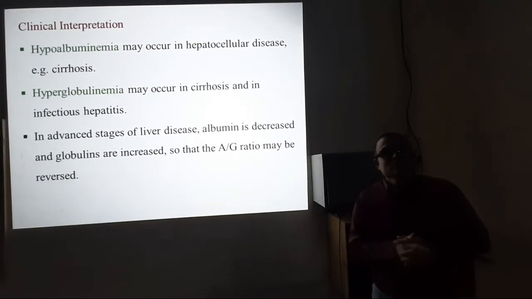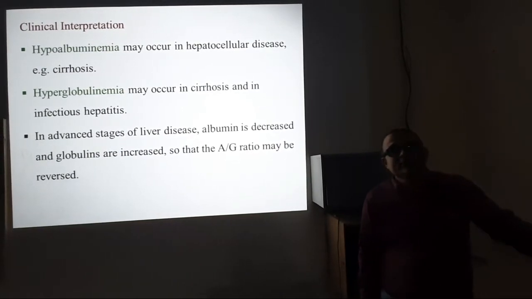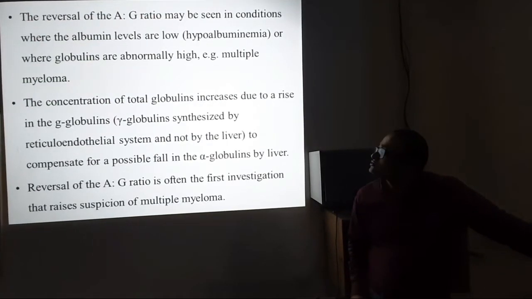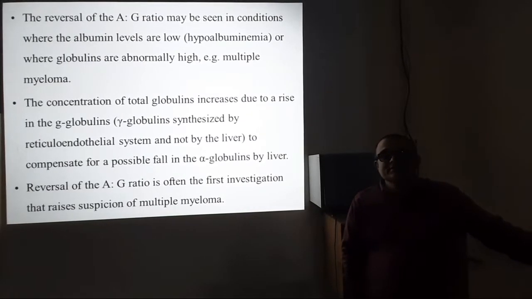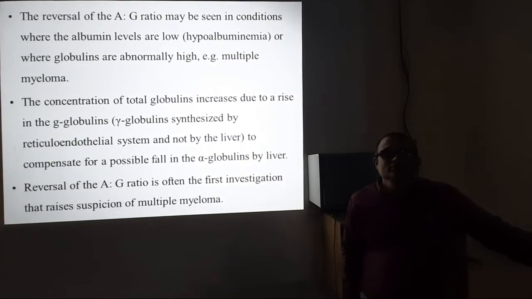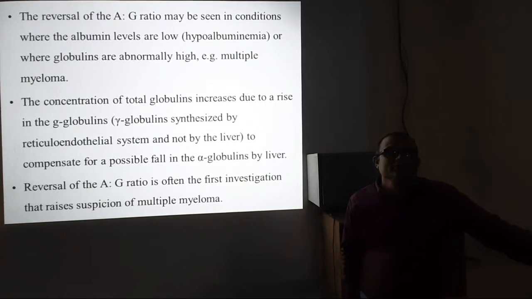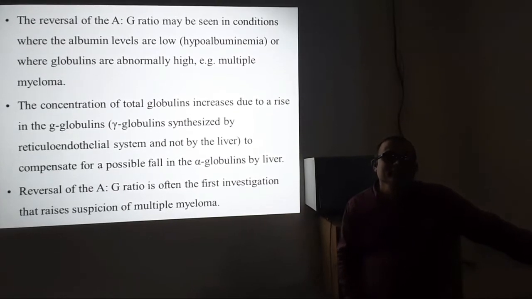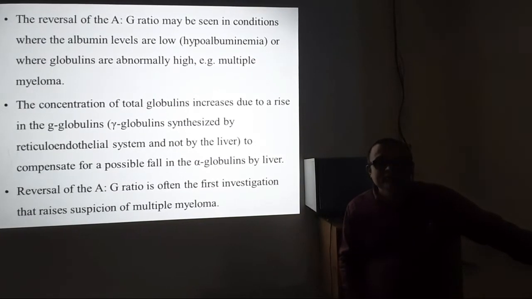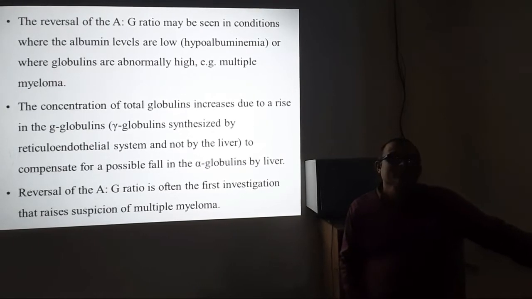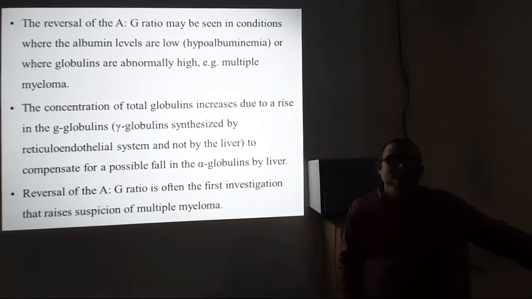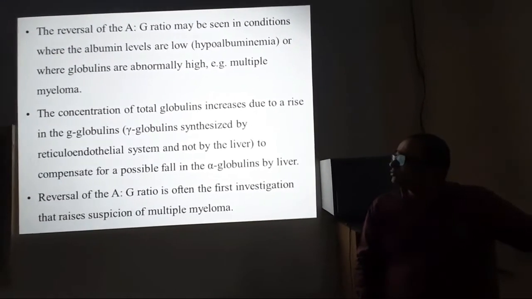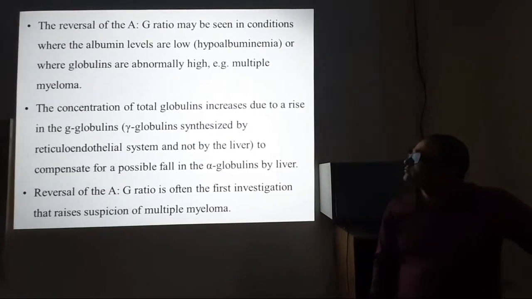There is one more cause we will see, which is multiple myeloma. In multiple myeloma, what happens? The concentration of globulin increases. Normally globulin concentration is less, but in multiple myeloma it will increase, and you will see the reverse A by G ratio. So for an elderly patient with reverse A by G ratio, you might suspect multiple myeloma, because it is one of the common cancers in the elderly, a plasma cell dyscrasia. You will see raised concentration of globulin. So that is one important thing.